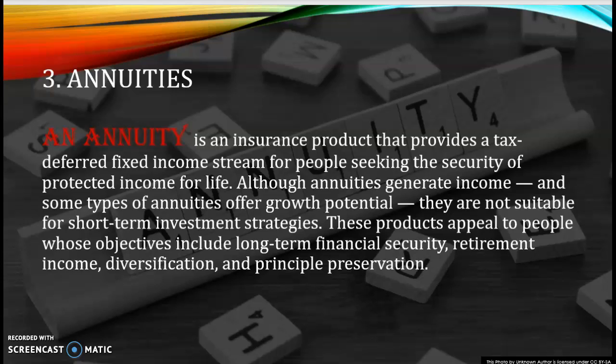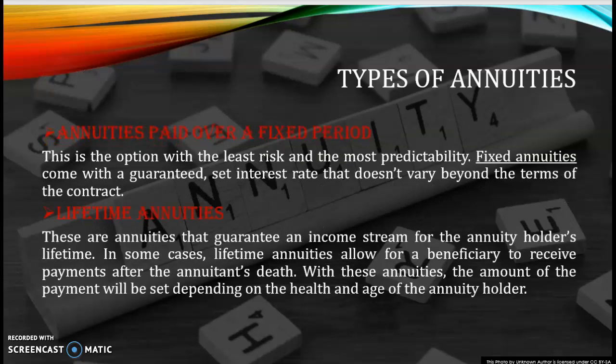The third type of income is annuities. An annuity is an insurance product that provides a tax-deferred fixed income stream for people seeking the security of protected income for life. Also, annuities generate income, and some types of annuities offer growth potential. They are not suitable for a short-term investment strategy. This product appeals to people whose objectives include long-term financial security, retirement income, diversification, and property preservation.